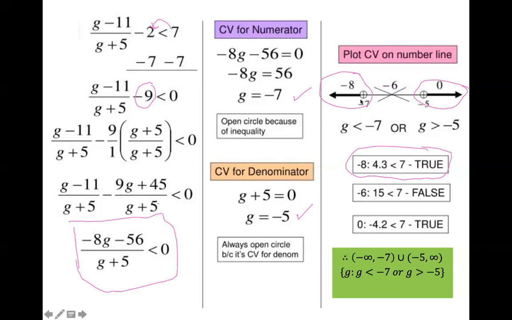So here the solution set is to the left of negative 7, so negative infinity to negative 7, union the right of negative 5 to positive infinity. In set builder notation, g such that g is less than negative 7 or g such that g is greater than negative 5. Interval, set builder.